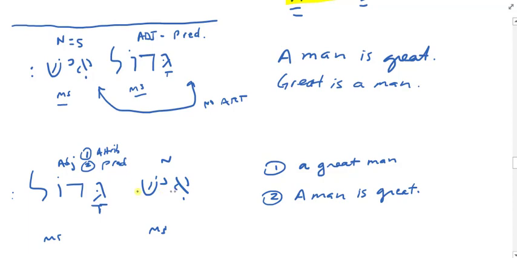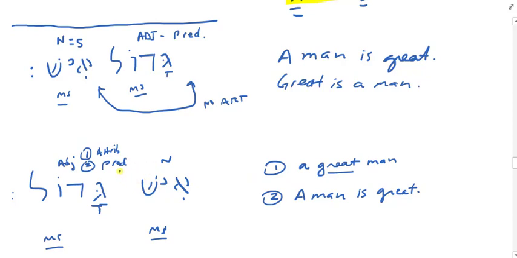Now, take a look at this example here. Here I have ish gadol instead of gadol ish. Notice that ish is masculine singular, gadol is masculine singular, but here gadol follows the noun. Can this be an attributive adjective? And the answer is yes. Attributive adjectives go after the noun they modify, and they agree in gender, number, definiteness. They have the same gender, number, masculine singular, no definite article on either of these, so this could be an attributive adjective, in which case I'm going to translate it as a great man. Remember, attributives tell you what kind of noun you're talking about. A great man. What kind of man? A great man.